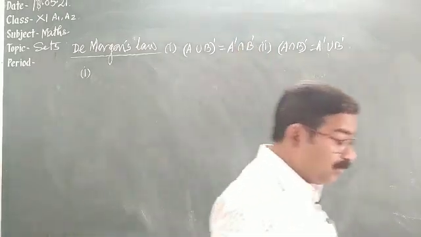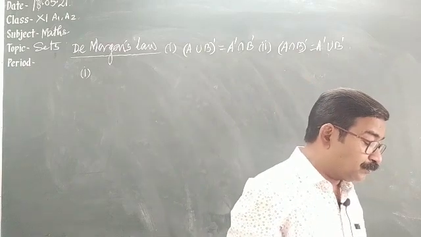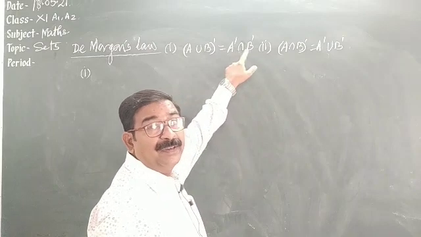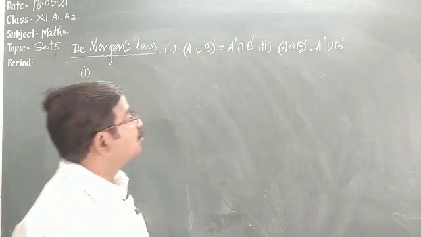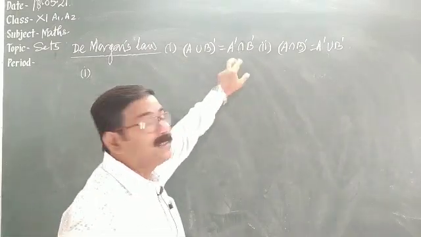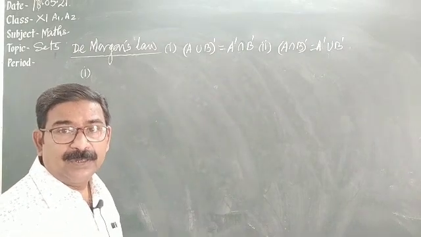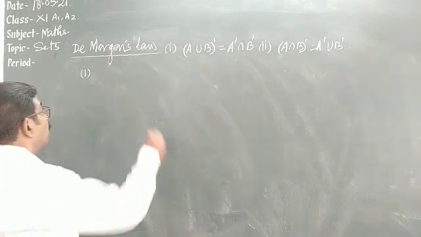Intersection. The first one, intersection. So A union B complement and A complement intersection B complement are both sets, and we have to show them equal, which means both are subsets of each other. So how to prove it?